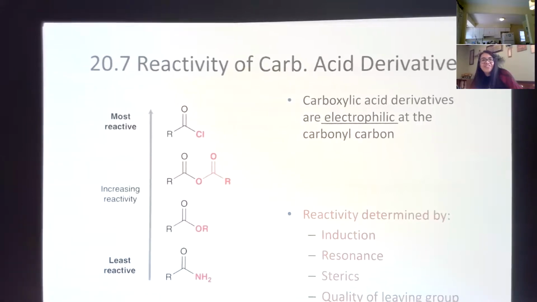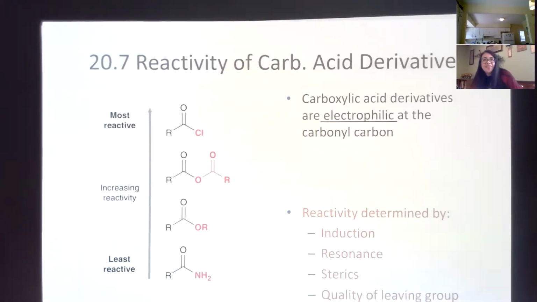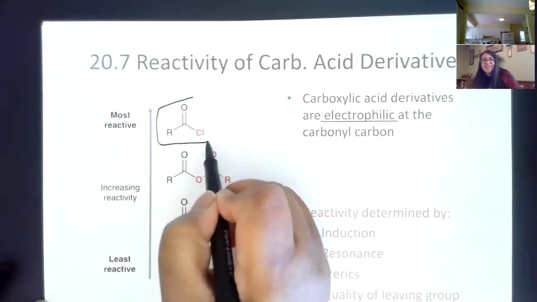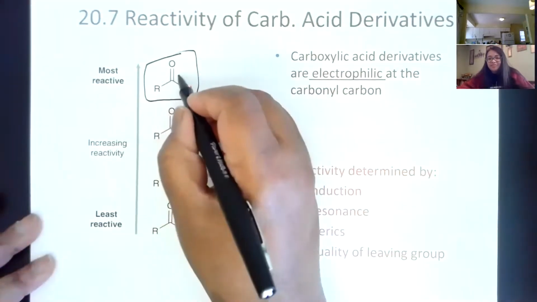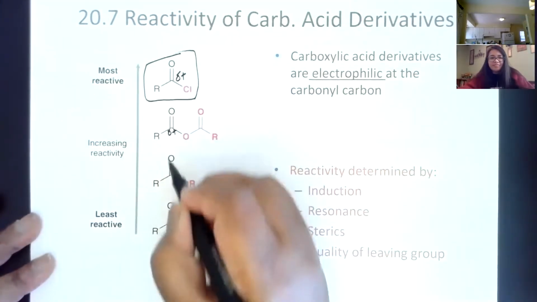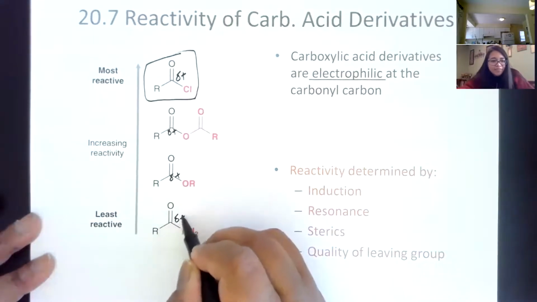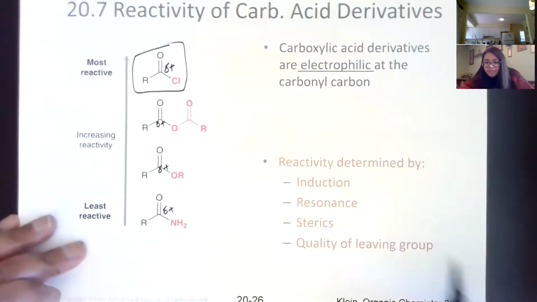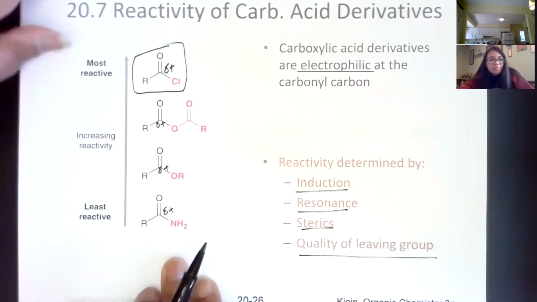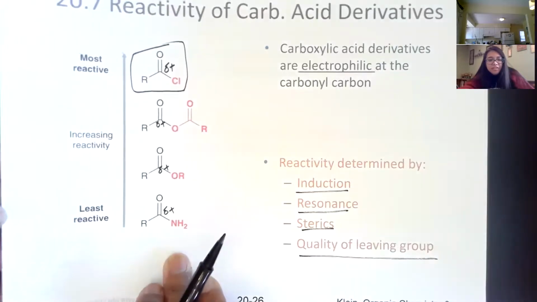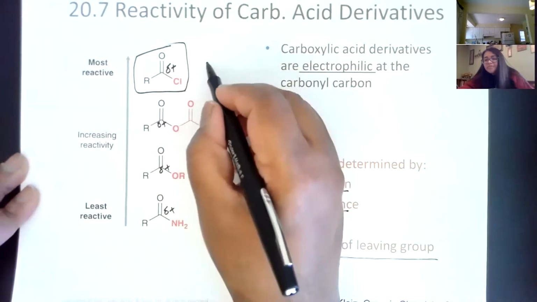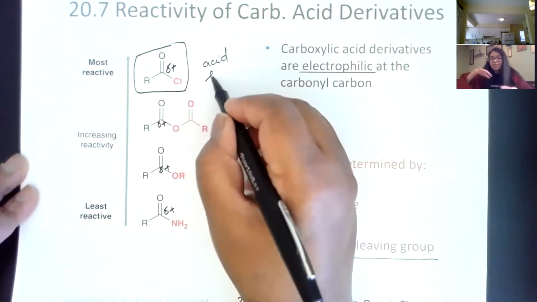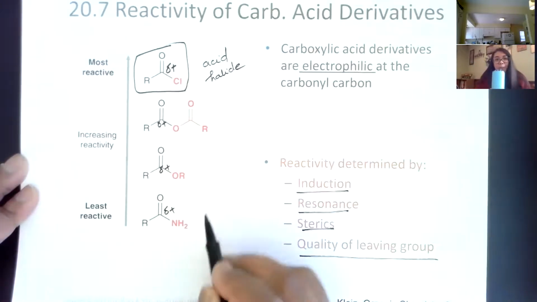Okay, here, this is the most reactive in a chemical reaction. And all of these are delta plus, right? Electrophilic. And reactivity is determined by induction, resonance, sterics, and quality of leaving group. So we're just skimming through this. So the most reactive is the acid halide. The least reactive is the amide.